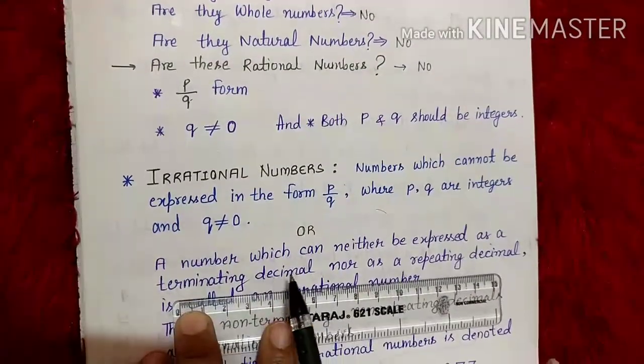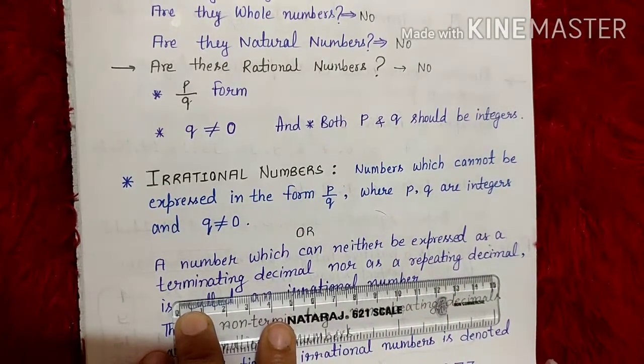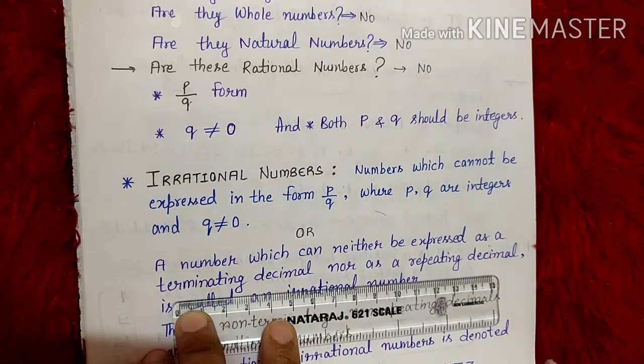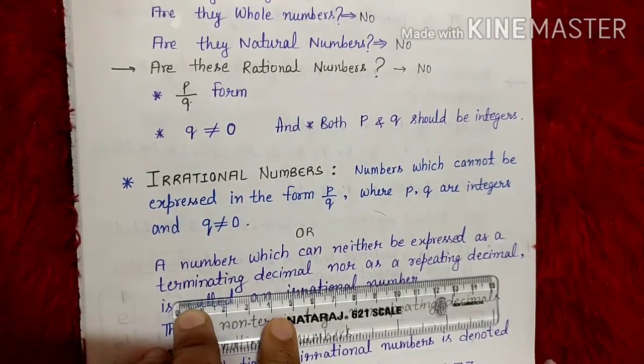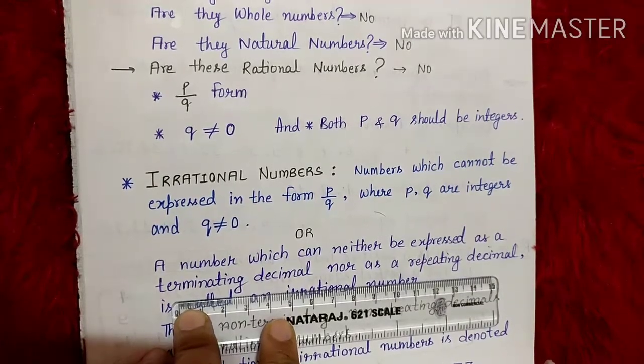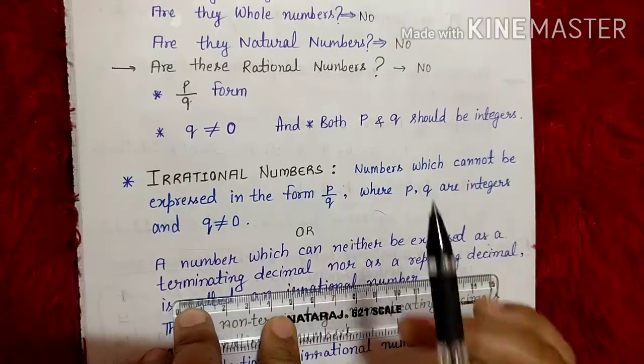A number which can neither be expressed as a terminating decimal. Now I have explained what a terminating decimal is in our previous videos. The decimal which comes to an end, like 1.5, it ends. 2.5, it comes to an end. 0.5, it comes to an end. 0.625, it comes to an end. So they are called terminating decimal numbers.